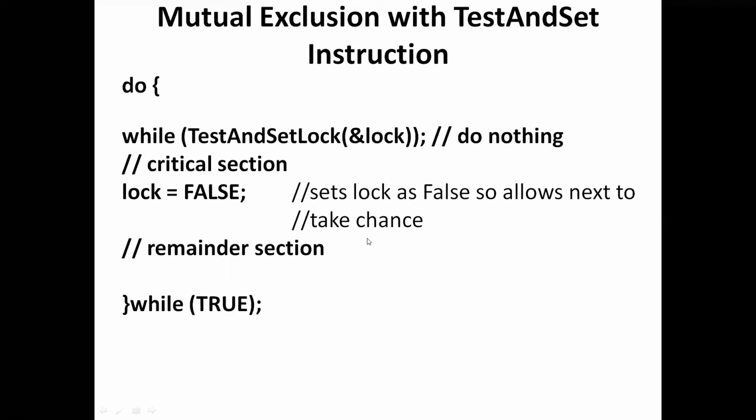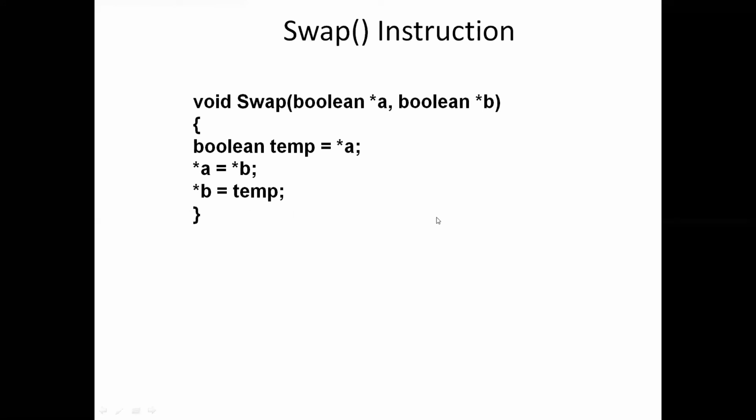Okay, so this mutual exclusion property has been satisfied by this algorithm, but progress and bounded waiting are not satisfied by this algorithm. So for that we have another algorithm, we'll discuss it. Now we'll see another type of instruction as a solution to the critical section problem, that is the swap instruction.